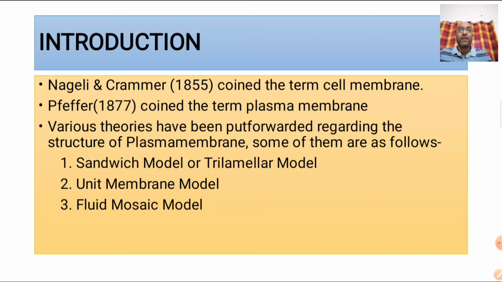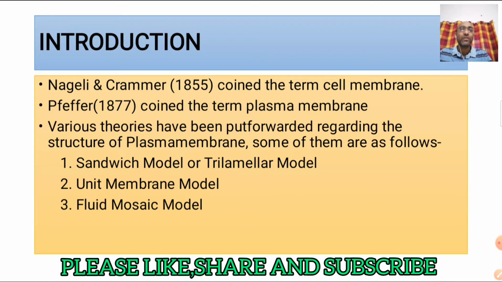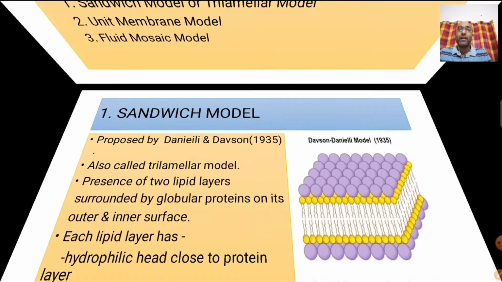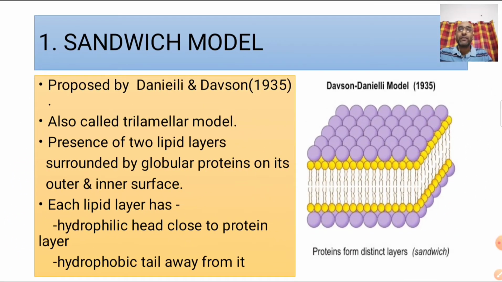Now various theories have been put forward regarding the structure of the plasma membrane, which are as follows: the sandwich model, then the unit membrane model, then the fluid mosaic model. Now let us come to each model one by one. As far as the sandwich model is concerned, it was proposed by Daniell and Davson. It is also called the trilamellar model. Here there are two lipid layers surrounded by globular proteins on the outer and inner surface.